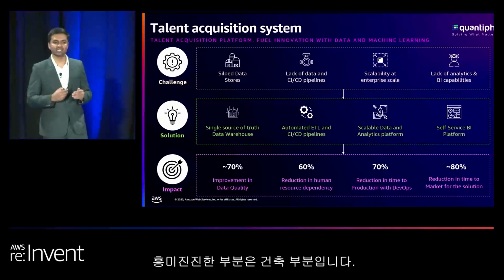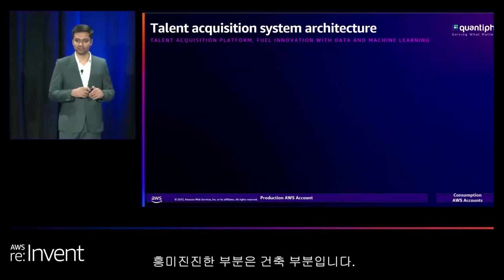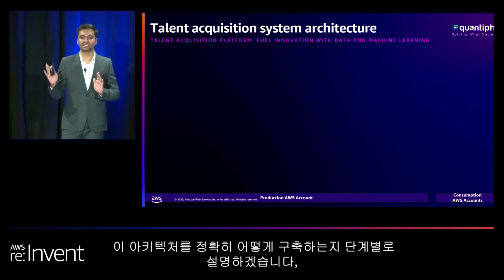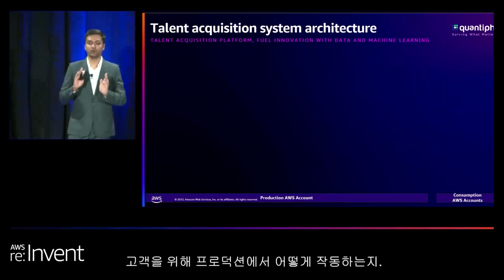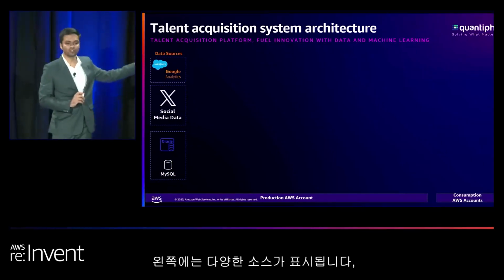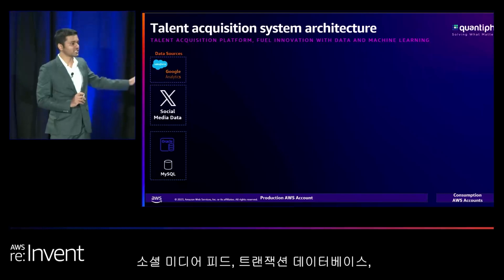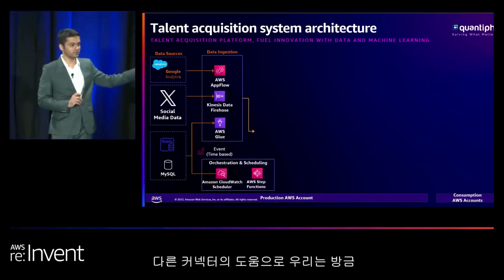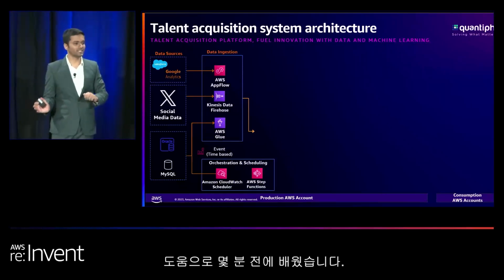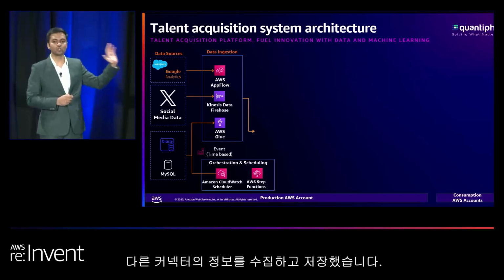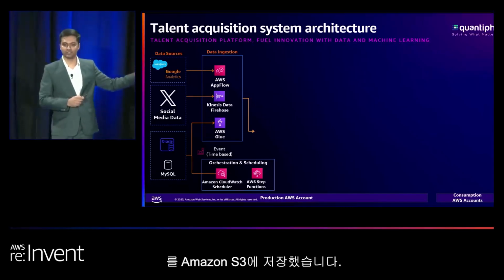I know the exciting part is the architecture piece. So I'll walk you through the architecture step by step, how exactly we built this architecture and how it works in production for the customer. On the left, you will see different sources, social media feeds, transactional databases, which with the help of different connectors, which we just learned a few minutes back, have been ingested and stored into Amazon S3.